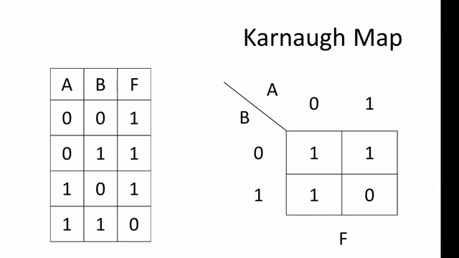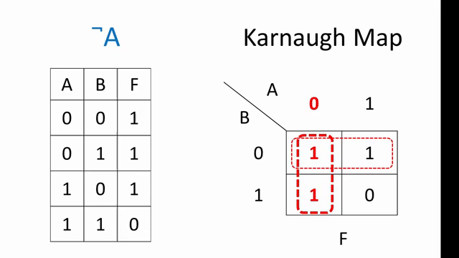Let's consider one more example with two variables. Here's the K-map which matches this truth table. We have two groups here. The ones in the vertical group are always the opposite of input A, so this group represents not A. The ones in the horizontal group are always the opposite of input B, so this group represents not B. Hence, this particular K-map represents the function not A or not B.